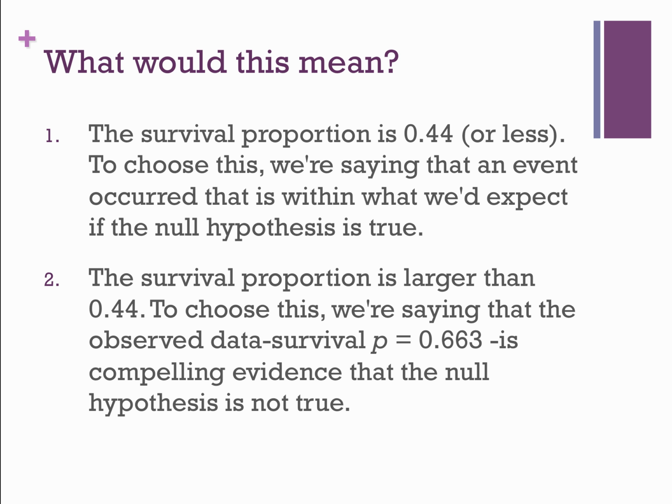So what does this mean? We have 2 choices here. One is that the survival proportion is less than or equal to 0.44. To choose this, we're going to say that an event occurred that is within what we'd expect if the null hypothesis was true. Remember, our null hypothesis is H naught, that P naught is less than or equal to 0.44, that our null hypothesis is a 44% survival from ARDS. Our other option is that it's larger than 0.44. That was our alternative, that the survival with ECMO is greater than 0.44. To choose this, we're saying that our observed data, which was 63.3, is compelling evidence that the null hypothesis is not true.